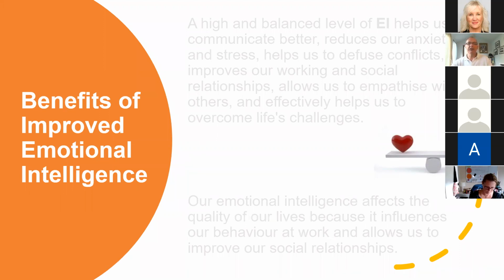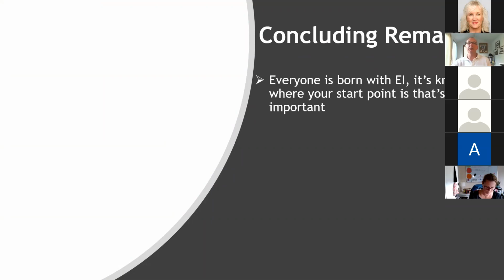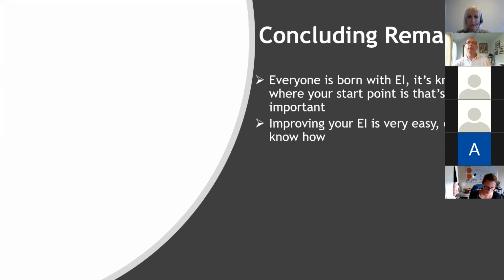Just playing a little bit of catch up here. So, concluding remarks in terms of emotional intelligence and the assessment tool. Everybody is born with emotional intelligence. Every single one of us has a level of emotional intelligence. For me, knowing where your start point is is really important, based on those 5 composites and the 15 sub-elements as well. Improving our emotional intelligence, I think it's very easy, but we just need to know how. It's through an action plan, it's through awareness, it's through coaching.